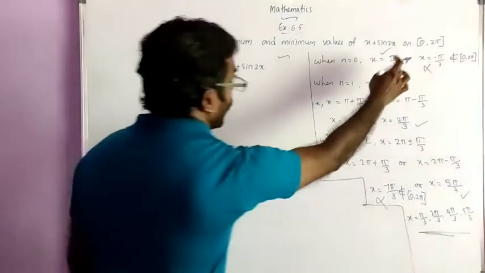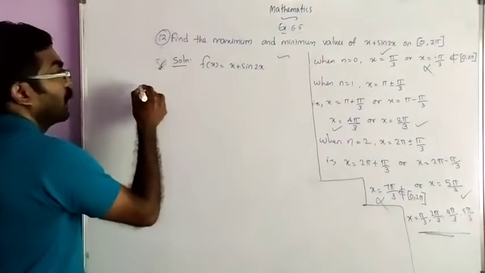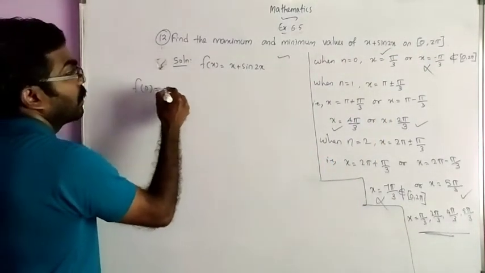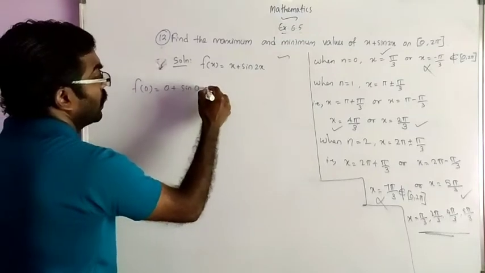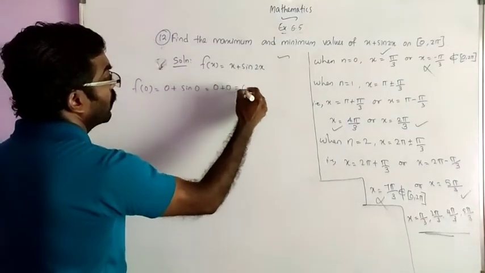Here first we can find f of 0. So f of 0 is equal to 0 plus sine 0. Sine 0 is again 0. 0 plus 0 is equal to 0.